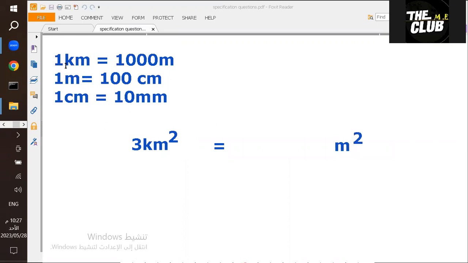Now, a kilometer into meter, we multiply by 1,000, right? Because it's big to small. We write it here, multiply 1,000. That's the first step. Now we take a look at the number that we have. We will notice that this is squared. That means we're going to take the square and put it here. And if it's cubed, we're going to take the cube and put it here. Easy?